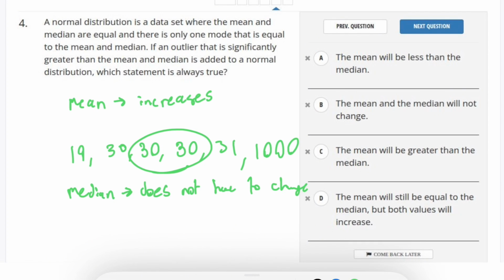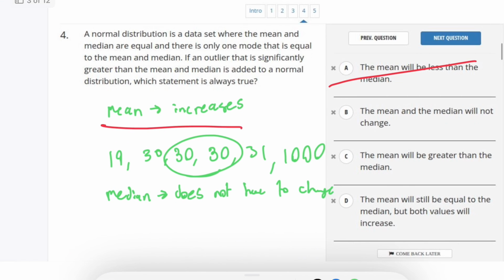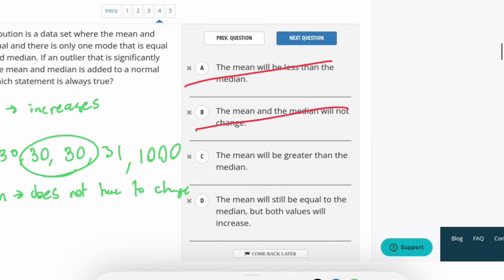Okay, so here we have our information. The mean increases and the median does not have to change. So let's go through our answer choices. A, the median will be less than the median. So that's definitely not true. That is impossible. So we can cross that out. B, the mean and the median will not change. So we already know that that's not true because the mean has to increase.